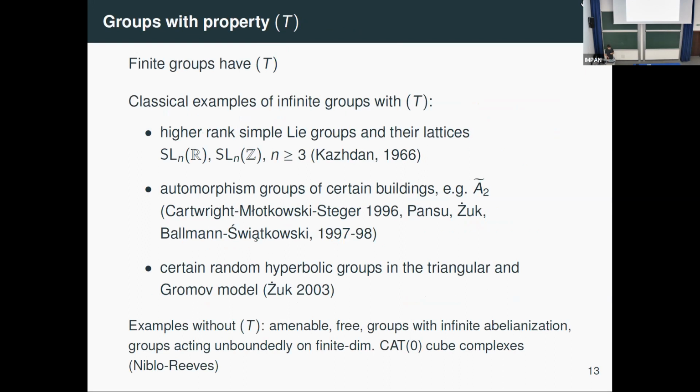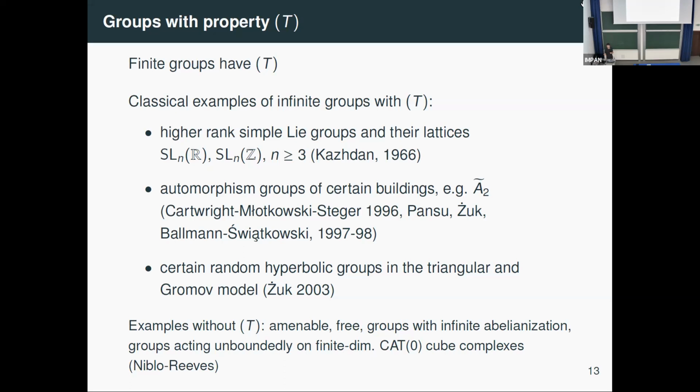Okay, so once we know why this property is interesting, what are examples of groups that have this property? There's not that many, and it's usually difficult to show that a group has property T. So finite groups have property T, this is easy to see from the first definition I gave, with the cohomology, with the affine actions, because once you have an affine action by isometries of a finite group, you can average the action or the orbit, and that's your fixed point.